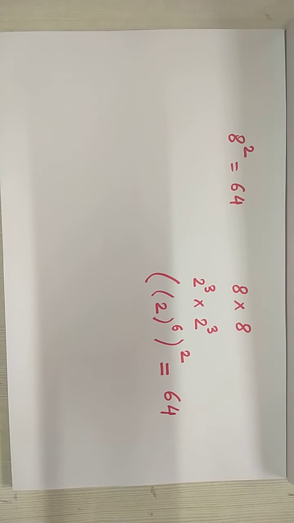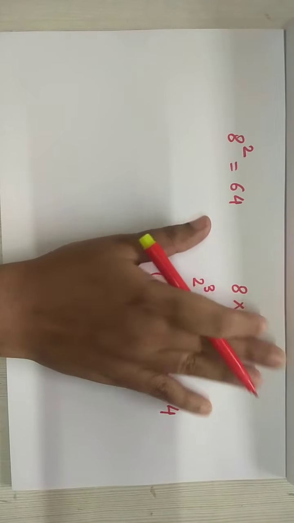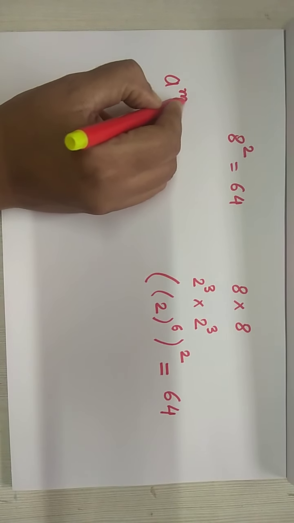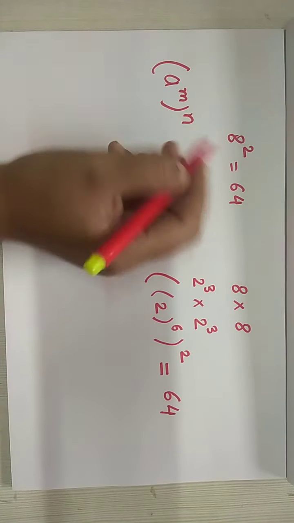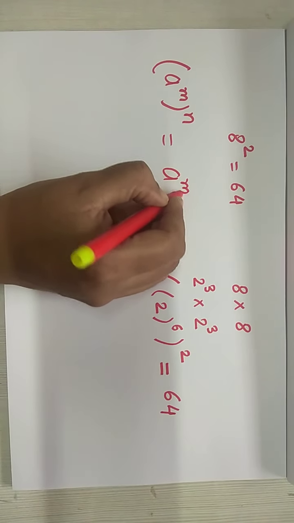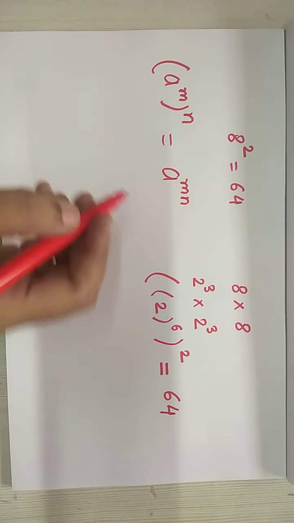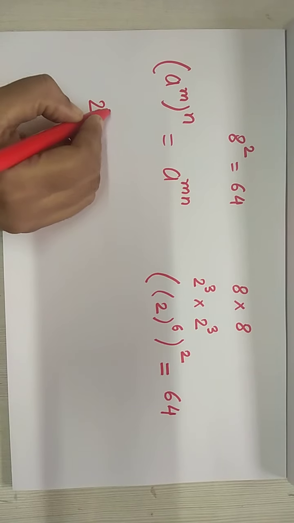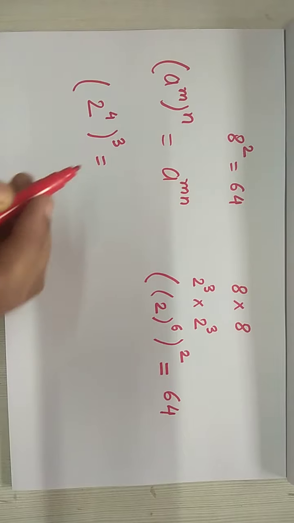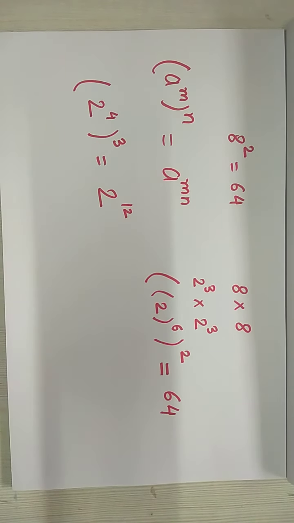Okay, now let's take it in the other way. Let's forget this example for now. We have learned one rule in indices. If you remember this rule, a raised to m raised to n is a raised to mn. Do you remember this rule, children? A raised to m raised to n is a raised to mn. So if I write 2 raised to 4 raised to 3, what will be the answer of this? 2 raised to 4 3s are 12. This will be the answer, right?